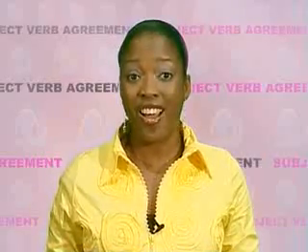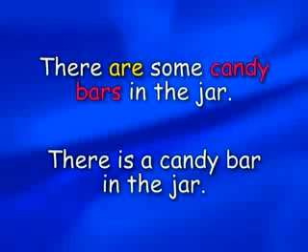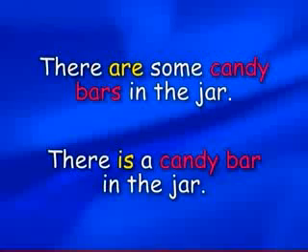Sentences with there is, there are, or here is, here are can be tricky. Since there isn't a subject, look after the verb to find the subjects. There are some candy bars in the jar. There is a candy bar in the jar. In the first sentence, the subject is candy bars, several of them, so we need the plural verb. In the second sentence, we are talking about only one candy bar, so we must use a singular verb, which comes after the word there.